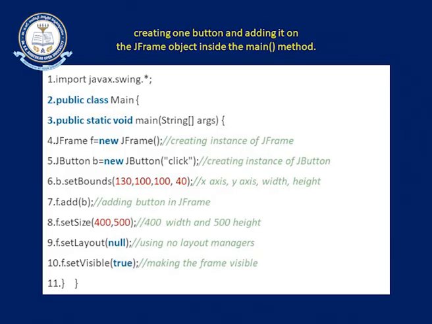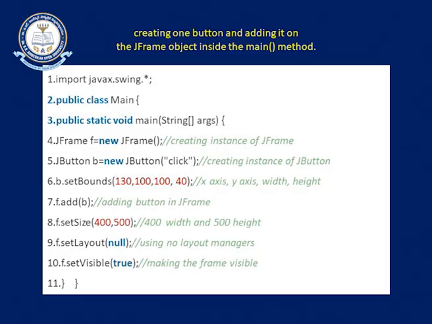Generally we observe a submit button, payment button, right. So like that, in this case I want to give the name click for the button. The word click is displayed on the button. Now, set the bounds: x axis, y axis, these two, and width and height, these two. We need to set the bounds of that button. Simply, shape and size, we need to set that.